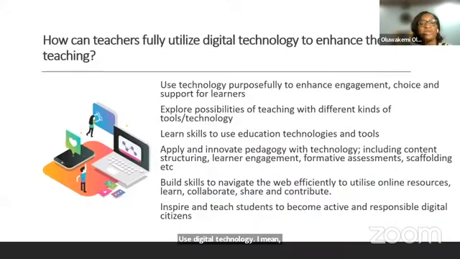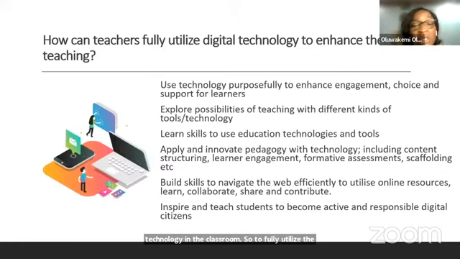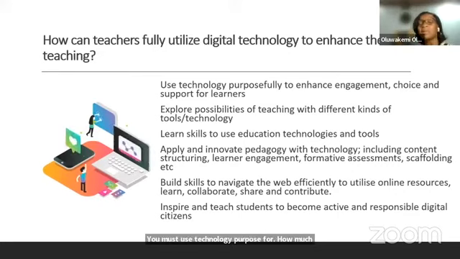So to fully utilize digital technology to enhance your teaching, you must use technology purposefully. And when we're talking about it, we're not just presenting content, but also enhancing engagement. How do you ensure your students are engaged and not just passively listening to your presentation? That's why I say presenting content is just one way, and one of the least things you could do with technology.